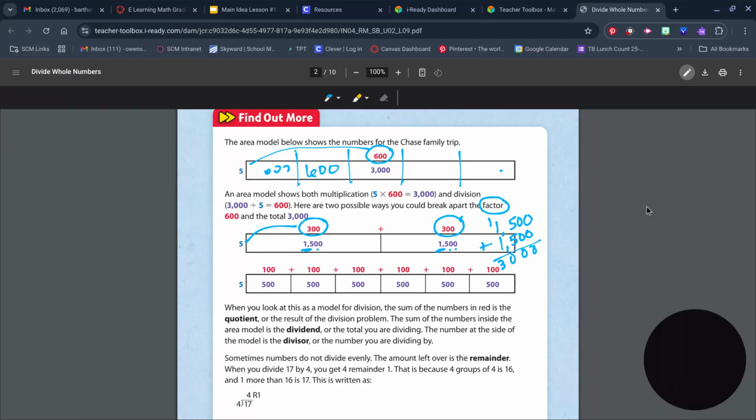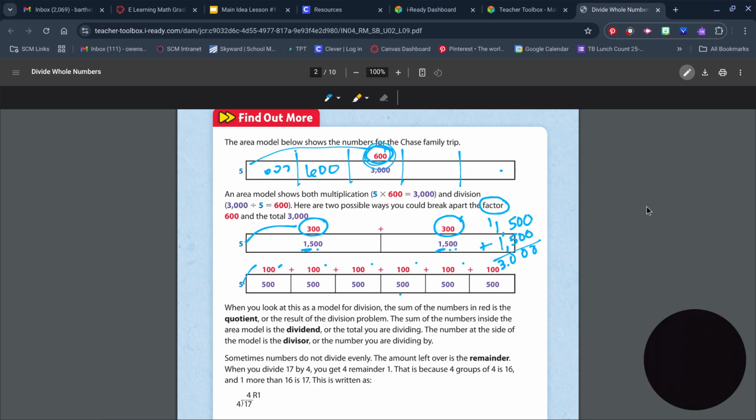Or, look what they did. They divided it up into hundreds. Well, not 600 of them, but 6 groups: 1 plus 1 plus 1 plus 1 plus 1 plus 1. There's our 600 times 5. So you can cut it up in various ways, okay?